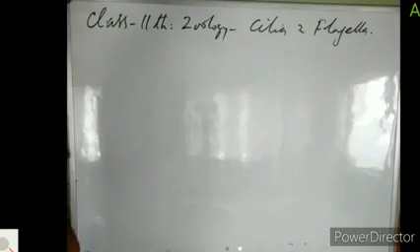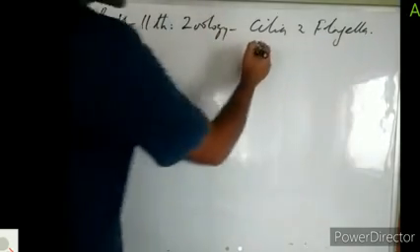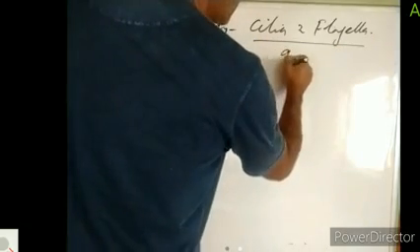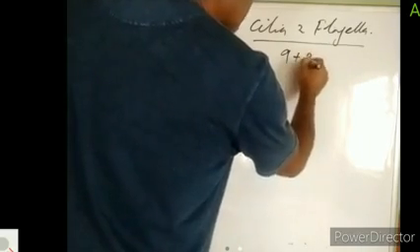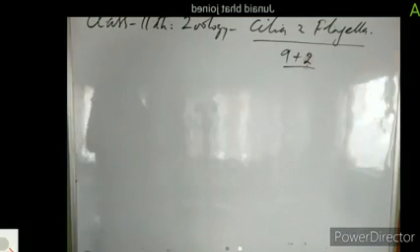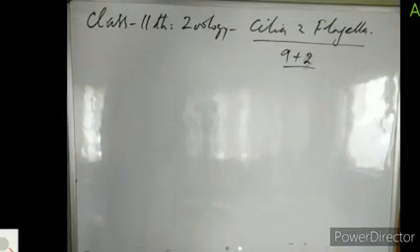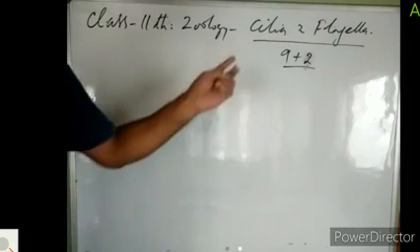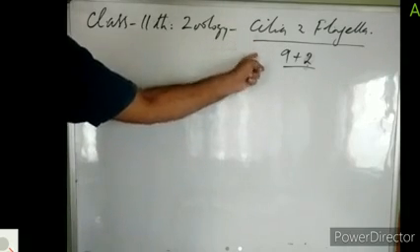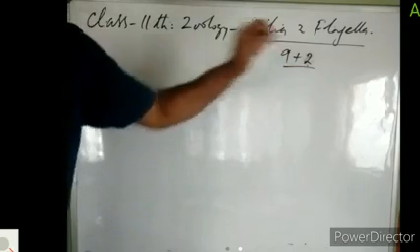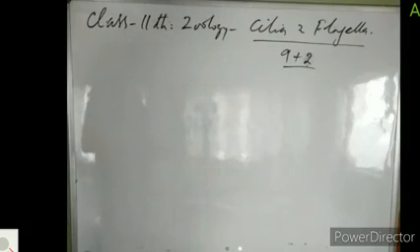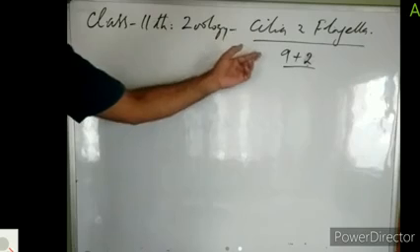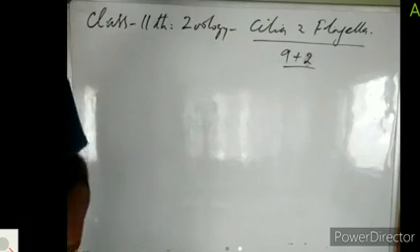Sorry, centrioles were having a 9 plus 0 microtubular arrangement. Cilia and flagella have a 9 plus 2 microtubular arrangement, right? These cilia and flagella are structurally similar. Both of them have a 9 plus 2 microtubular arrangement.